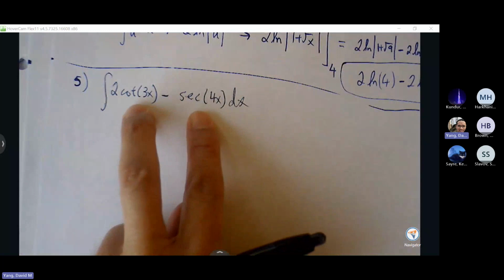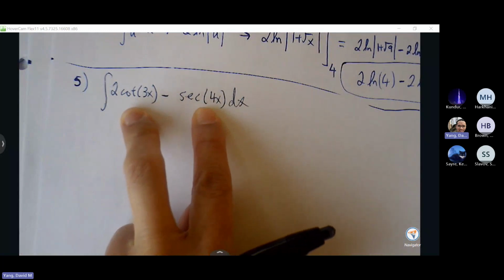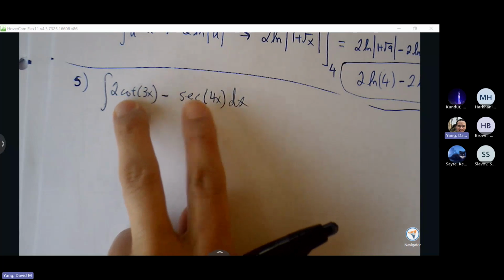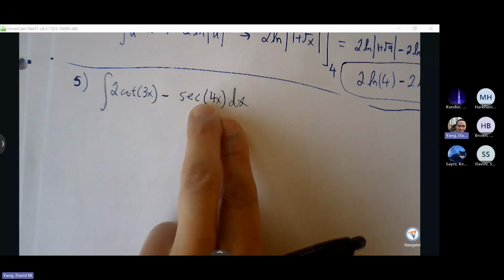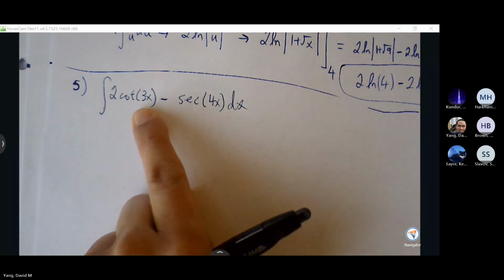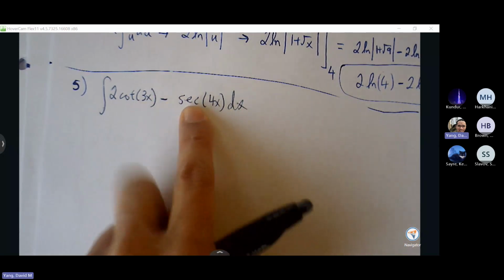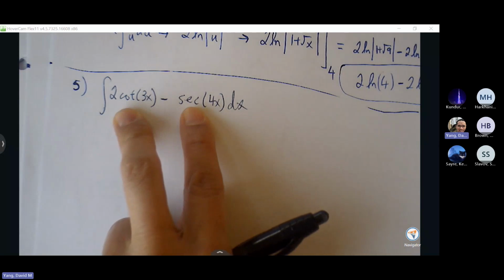Okay, 2 cotangent 3x minus secant of 4x. Are these independent of each other? Yes, so we can just find the rules appropriate for each. These are both new rules, right? Ones that involve natural log. So let's just recall what those rules are and we can come back to them.